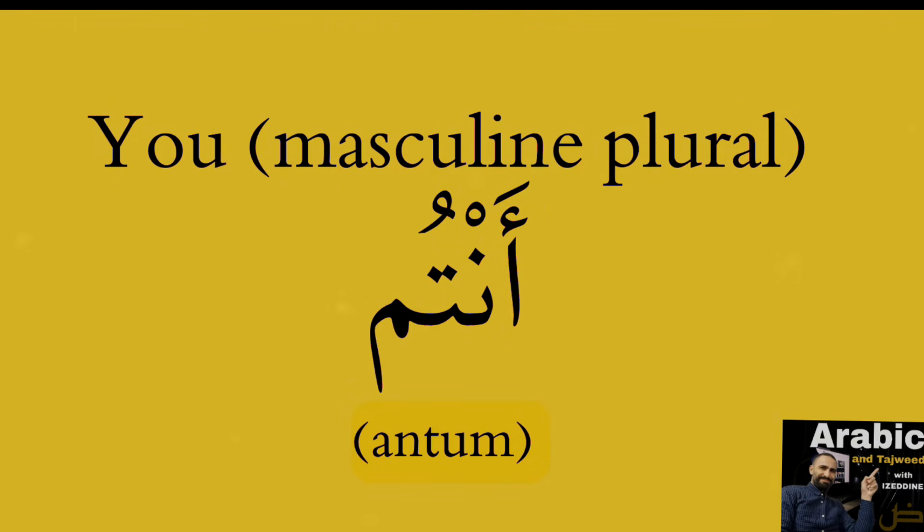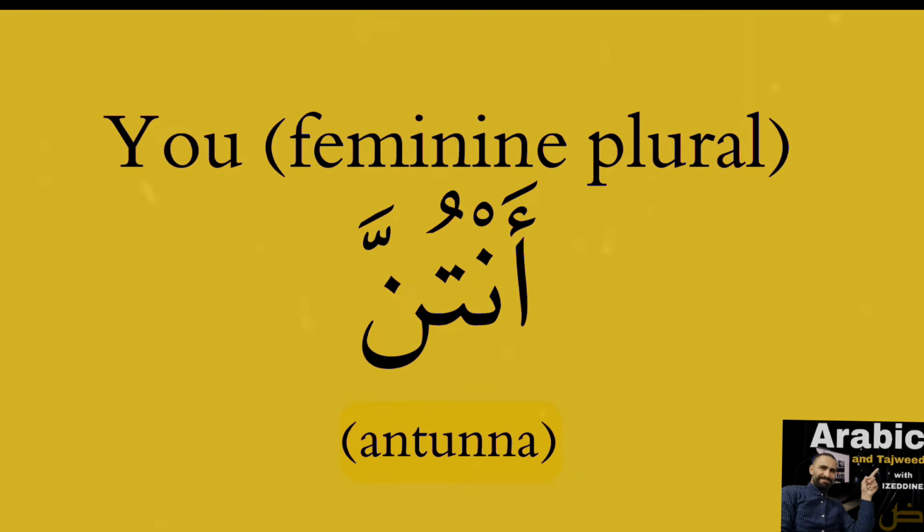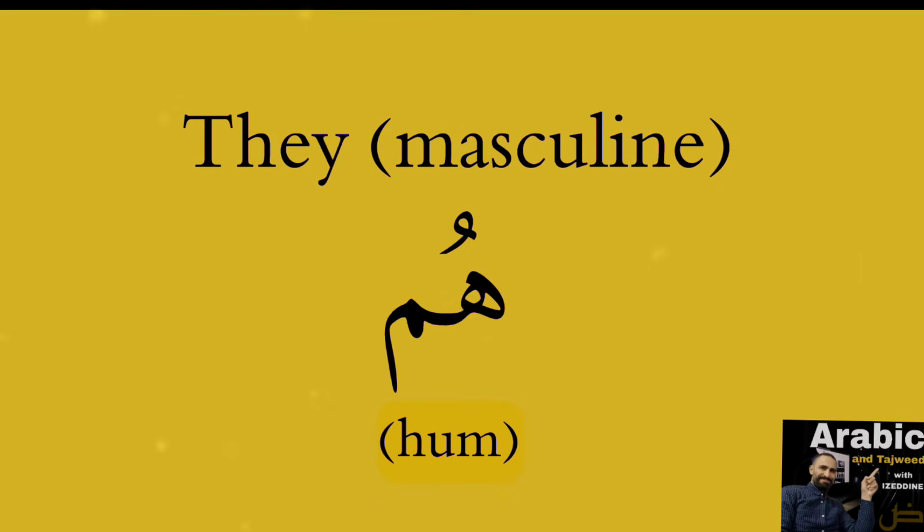You. For masculine plural, or for males, of course, we say أنتم. أنتم أصدقائي. You are my friends. But for females, we say أنتن. You are the girls who won the competition. أنتن الفتيات اللائي فزن في المسابقة. Okay, you, females.